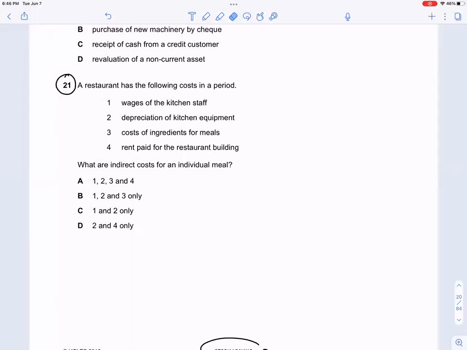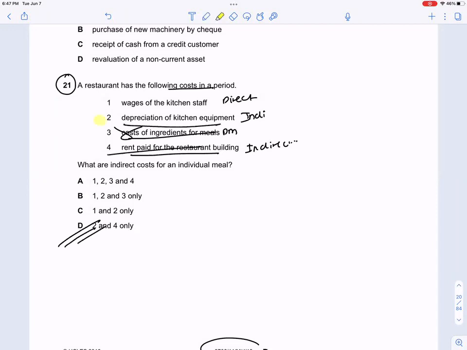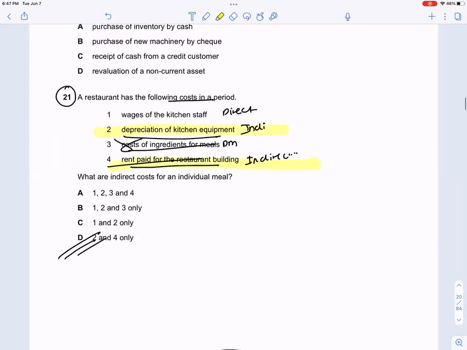The restaurant has the following costs. What are indirect costs? Wages is direct. This is direct material. Rent is indirect. So what are indirect costs? Depreciation and rent. Okay.